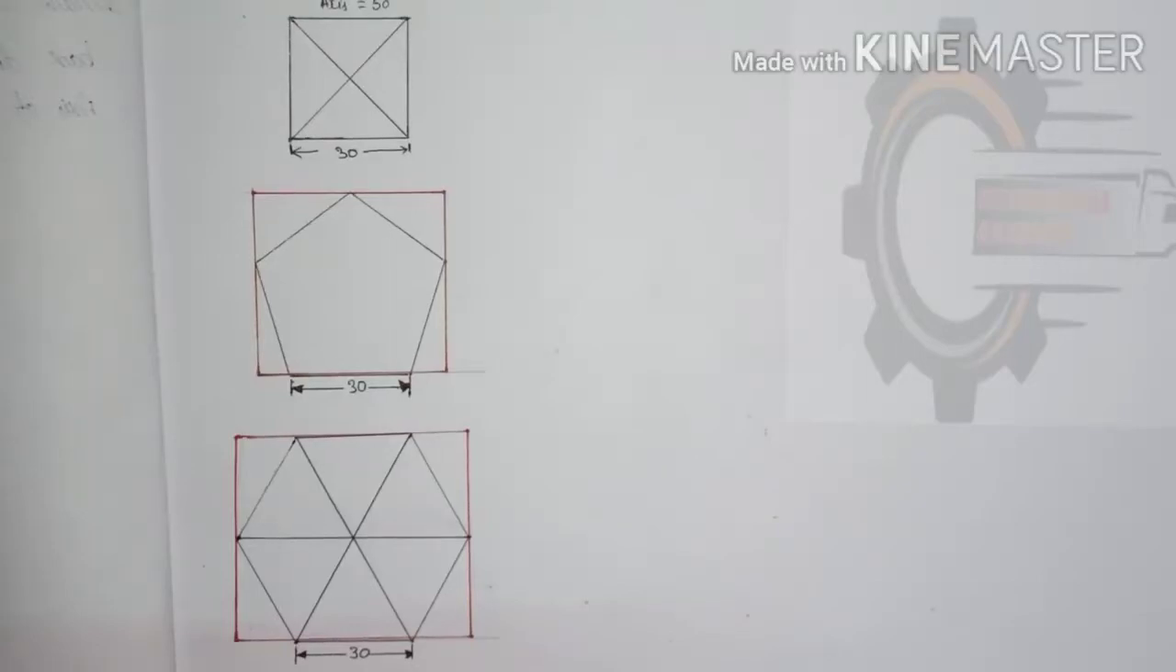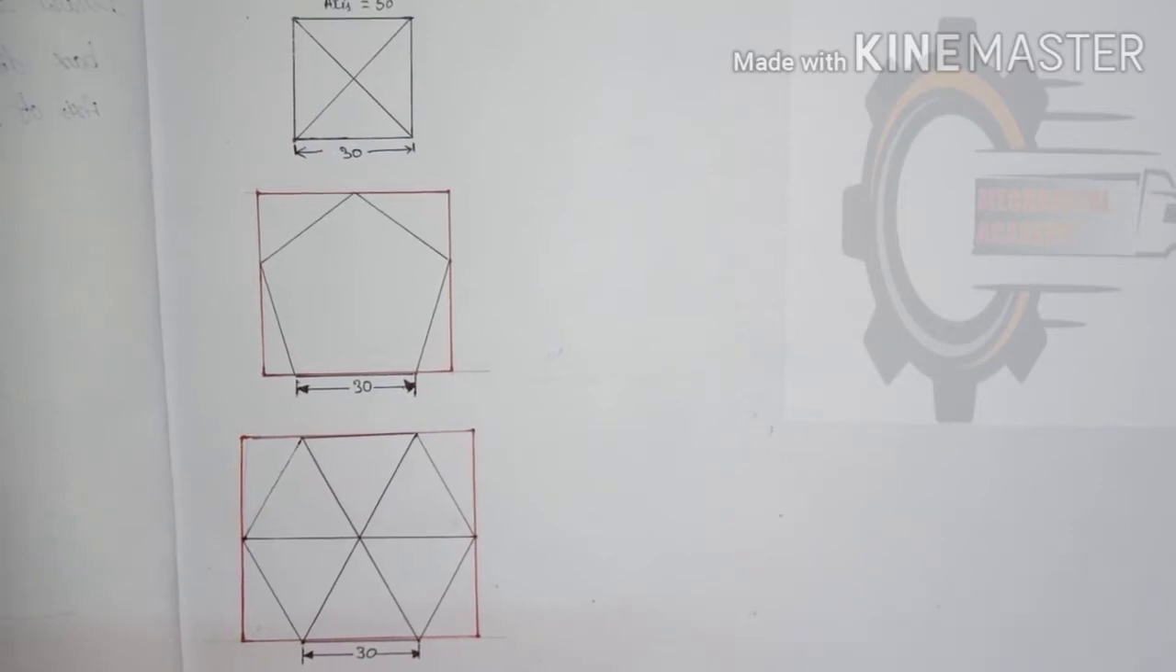Hello students, today I am going to discuss isometric pyramids. Here we have the three types of pyramids, which we will discuss now. The first one is the square pyramid, the second one is the pentagon pyramid, and the third one is the hexagonal pyramid. So these are the pyramids we have.